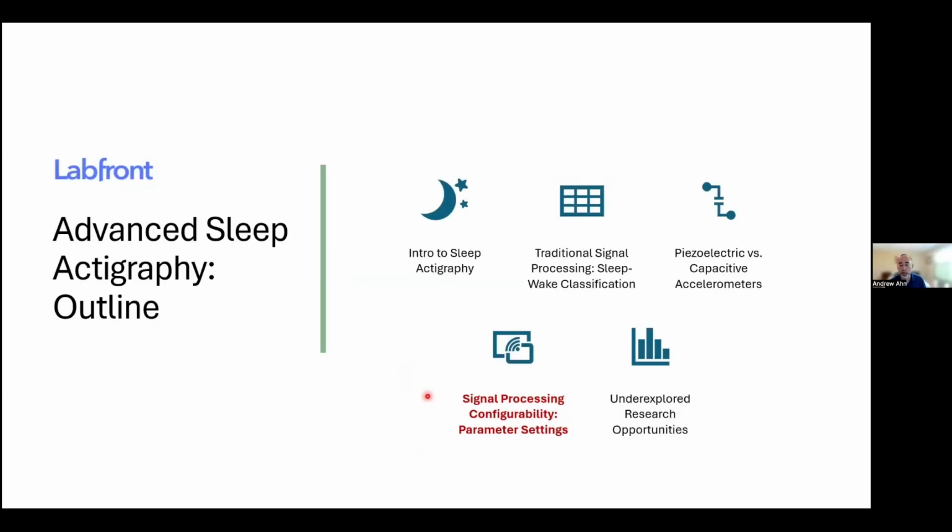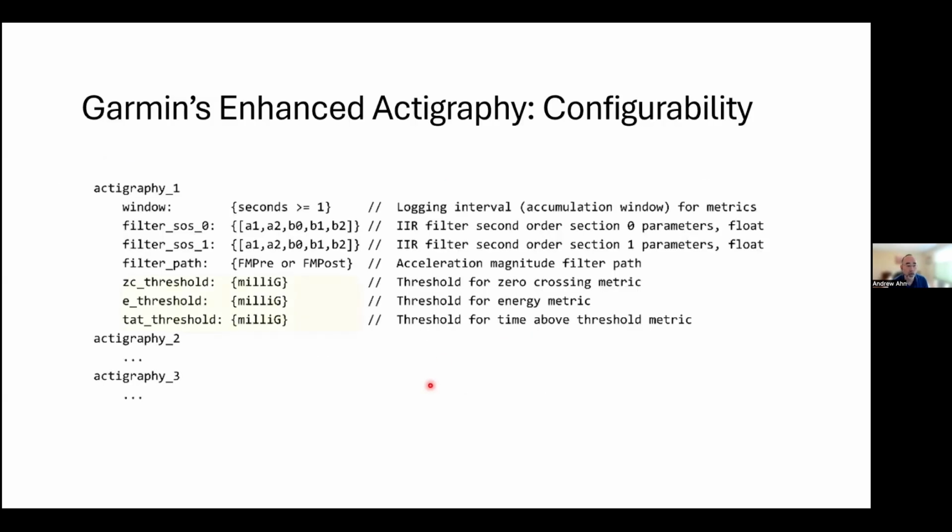Okay. And in terms of configurability and parameter settings, I think these are some of the options that you have, which Garmin gives, our LabFront platform gives along with Garmin's SDK. In terms of choosing whether to do the ZCM, energy, or the TAT threshold, actually, you don't have to choose between the three, because Garmin enables all three to be simultaneously obtained for this particular Actigraphy 1 setting.